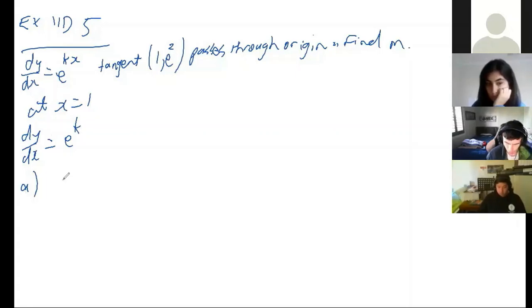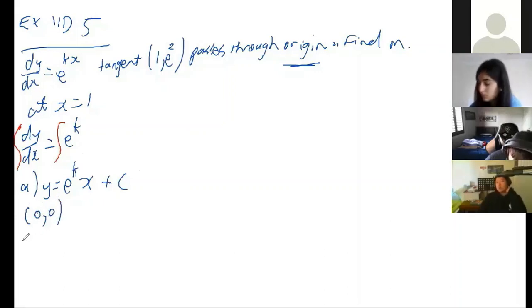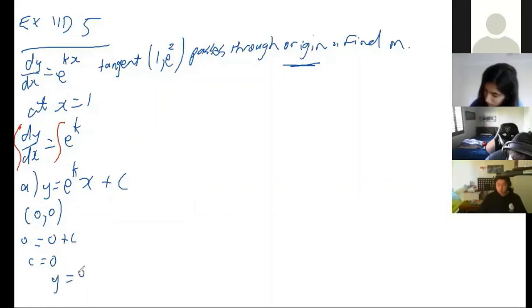Let me do an antiderivative of this. So if I integrate that, I'm going to get y equals e to the kx plus c. It tells us that it passes through the origin, so I'm going to substitute the origin in. So I've got 0 equals e to the k times 0, well, that's 0, plus c. So c equals 0. So my rule is y equals e to the kx.